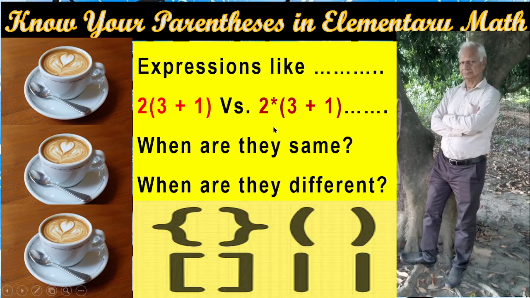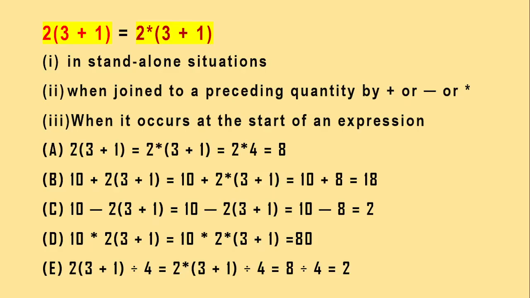So when are they the same and when are they different? These two are not always the same. In some cases, they both are the same, and in some cases they both are different. Let us see when they are the same and when they are different. Now, when they are equal: putting a multiplication sign before the parenthetical expression and not putting a multiplication sign. Here we have put the multiplication sign, here we do not have the multiplication sign.